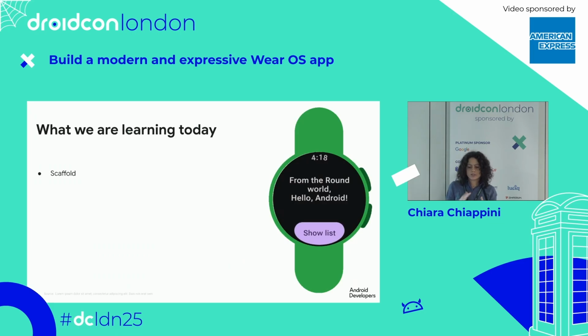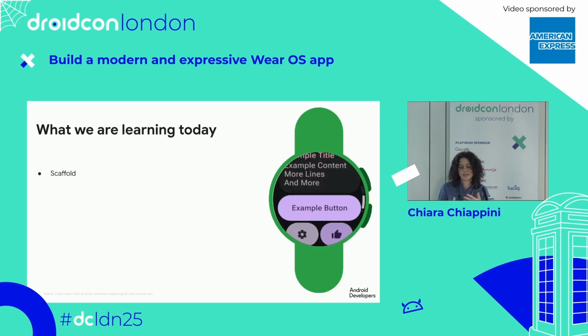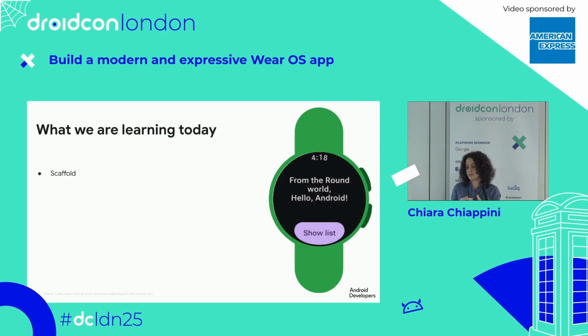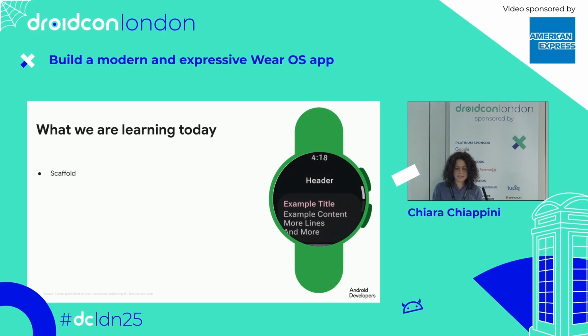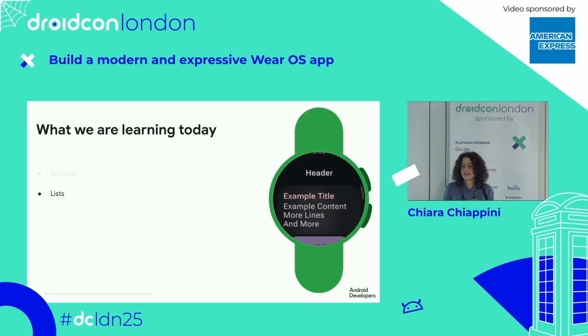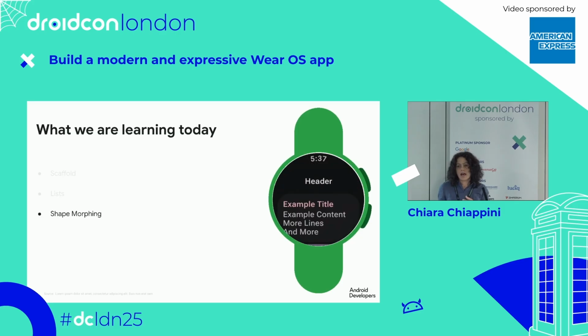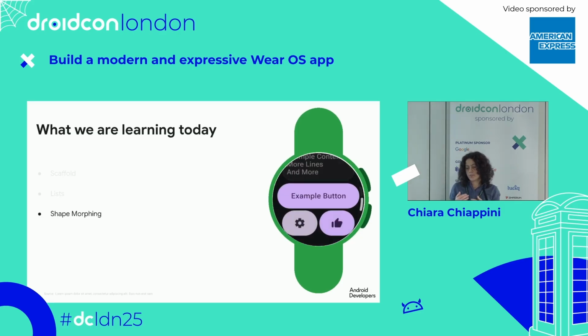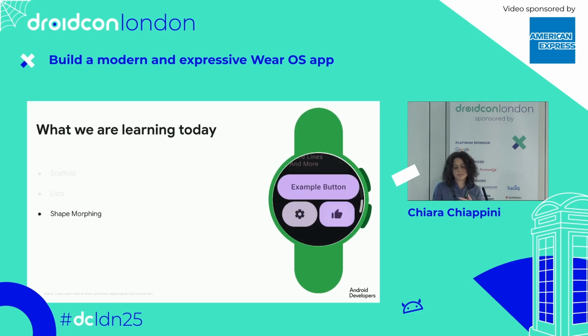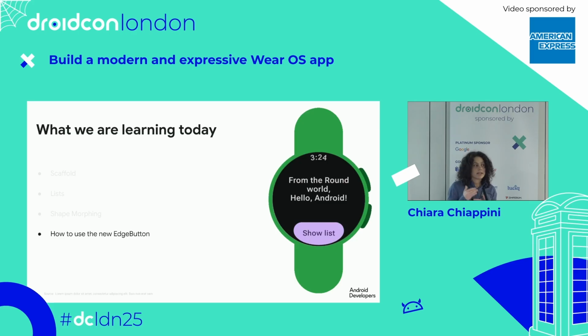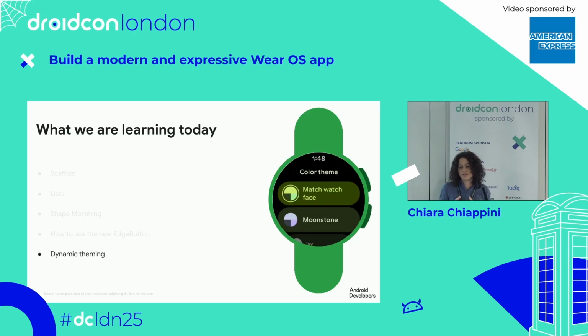Now, I'd like to walk you through some tips when migrating to Material3 to further delight your users while keeping your code clean and maintainable. So we will look at scaffold, lists and ensuring that list items are not clipped, how to easily enable shape morphing on Compose components, how to implement the iconic Material3 Edge button, and finally, what is dynamic theming and how to enable it.